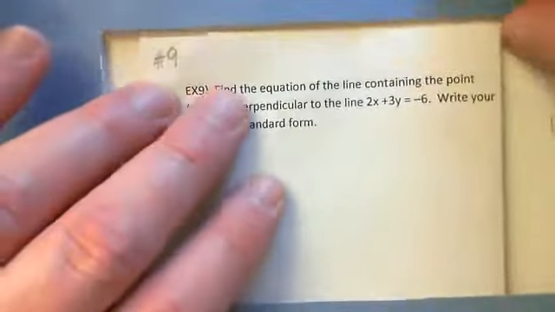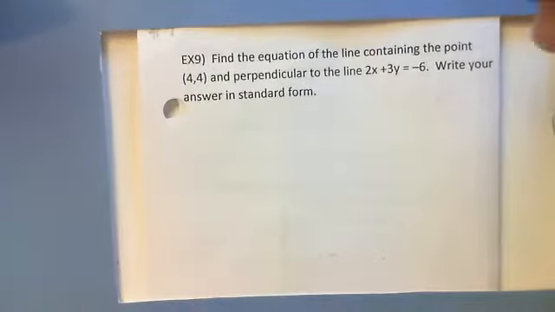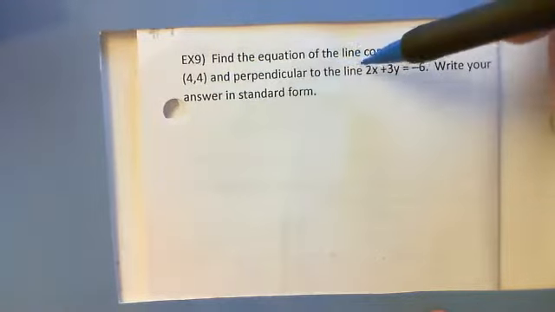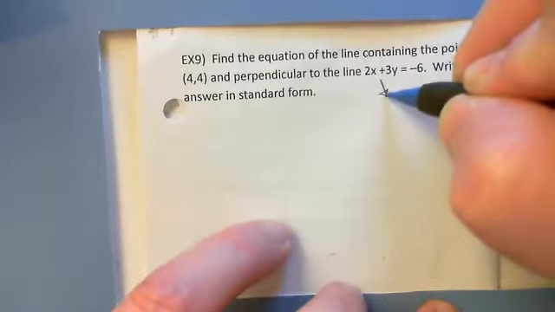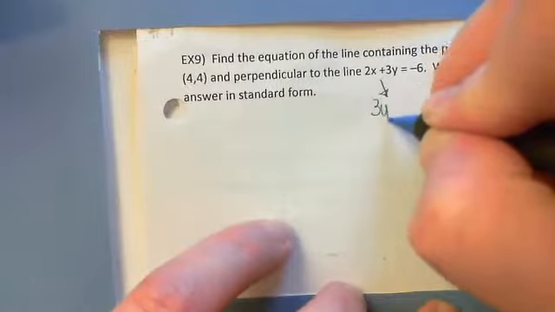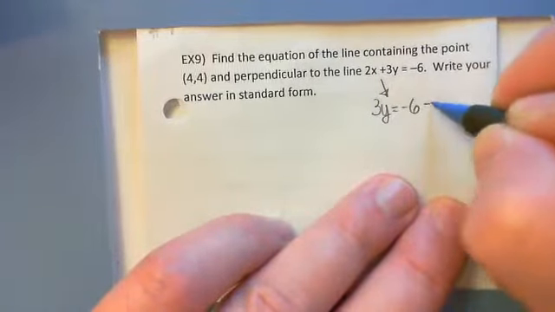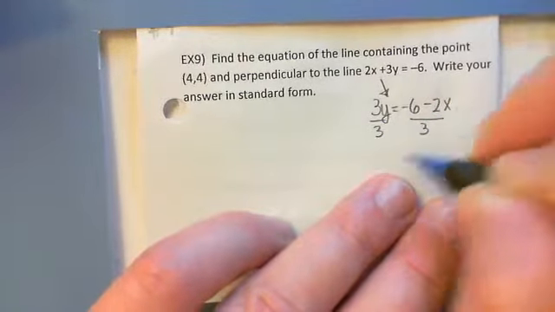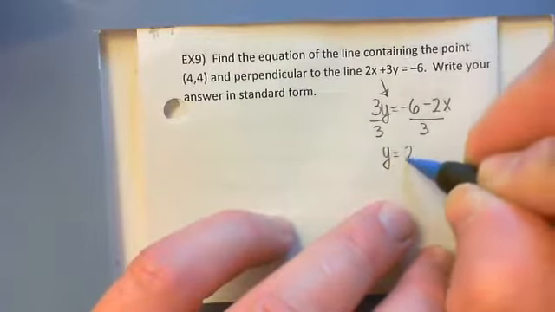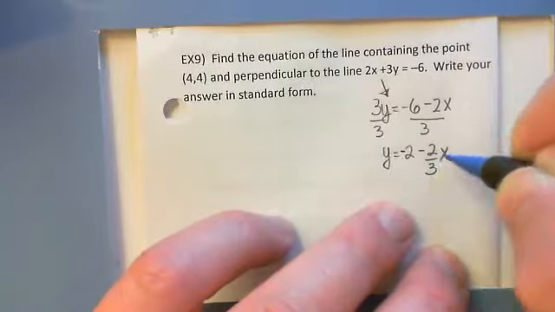Alright, next problem is example number 9, and it's asking: find the equation of the line containing the point (4, 4) and that is perpendicular to the line 2x plus 3y equals negative 6. So basically we're going to get the y alone first. This would be negative 6 minus 2x. I'm going to divide it by 3. This would be y equals negative 2, and negative 2/3 x.